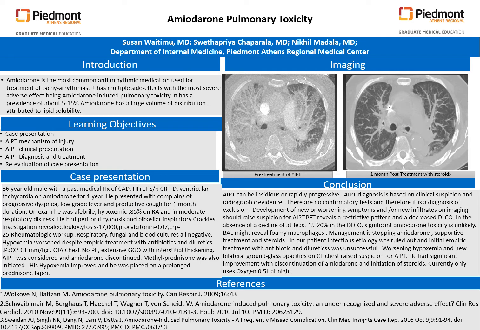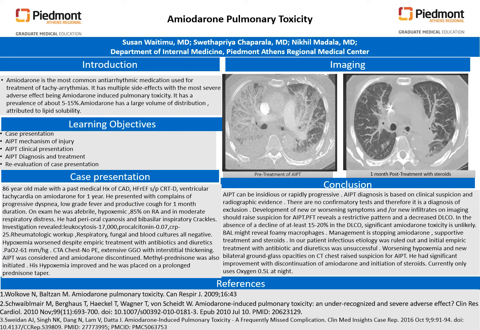Subsequently, over the course of the next few weeks, his hypoxemia improved and he was placed on a prolonged prednisone taper. On my right is his CT imaging findings. On the left is his CT chest prior to treatment of AIPT, which shows extensive ground glass opacities, which seem to be worse on the left side with some focal consolidation on the lower bases, and on the right shows his CT chest 1 month post-treatment with steroids, which shows near complete resolution of the ground glass opacities.